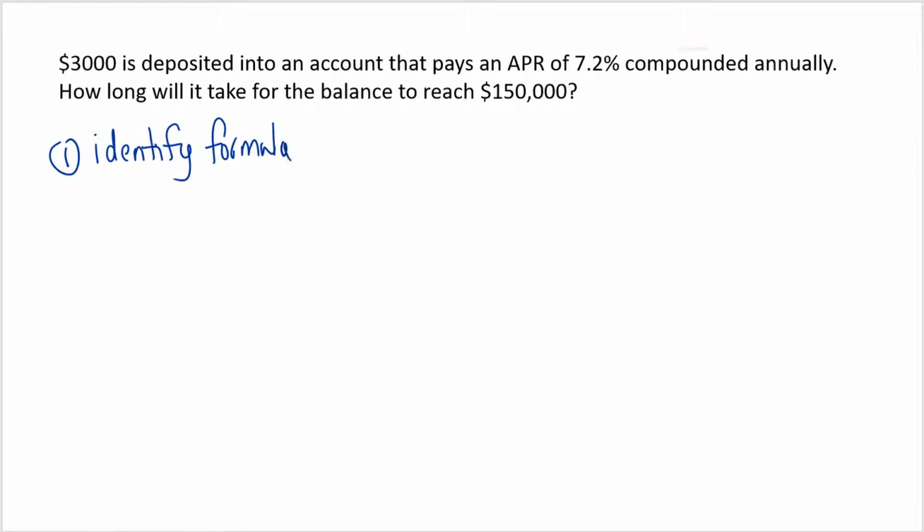The problem says compounded annually. Furthermore, it is a one-time deposit. So this tells us we're going to use the compound interest formula, which is A equals P times (1 plus APR over N) all to the power of N times Y. After the formula is identified, then let's identify the parts.